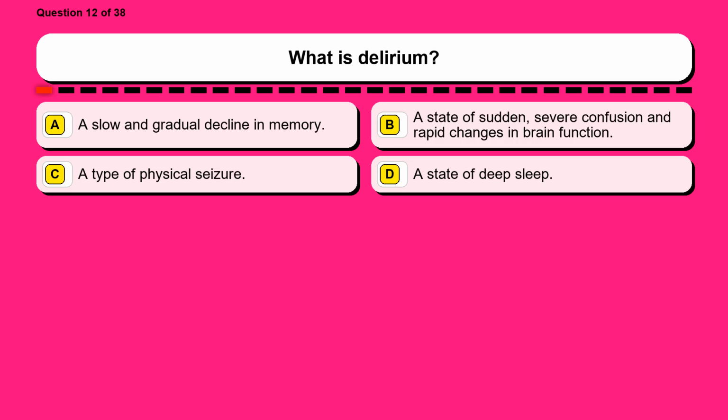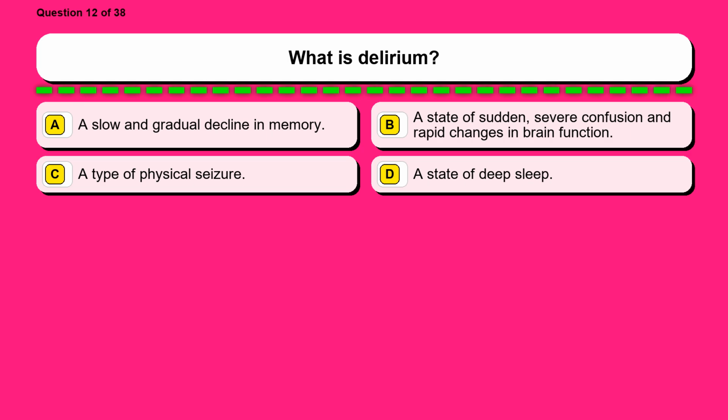Question 12. What is delirium? Option A. A slow and gradual decline in memory. Option B. A state of sudden, severe confusion and rapid changes in brain function. Option C. A type of physical seizure. Option D. A state of deep sleep.